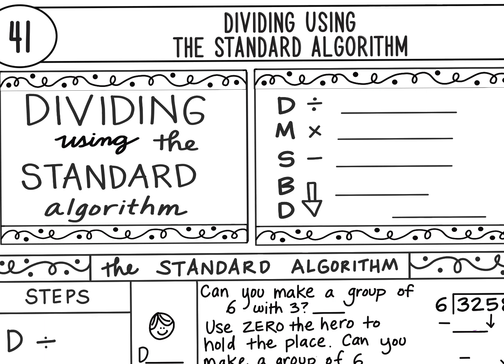So when you're dividing using long division, the first thing that you always do is divide, then you multiply, then you subtract, and last is bring down.